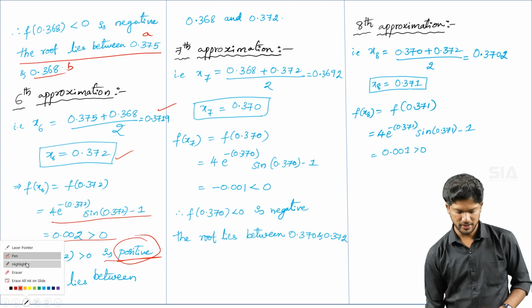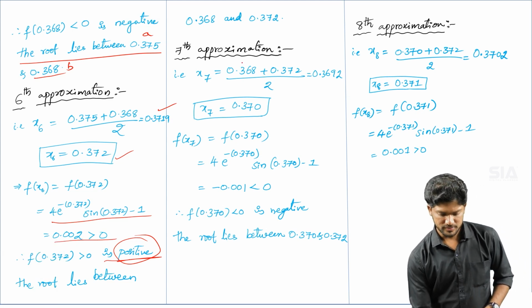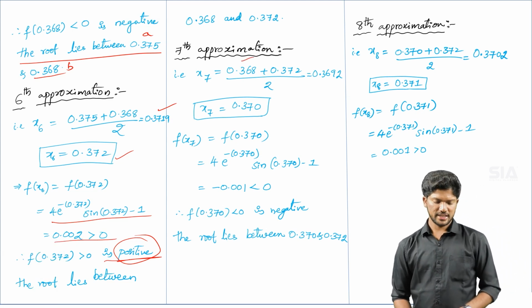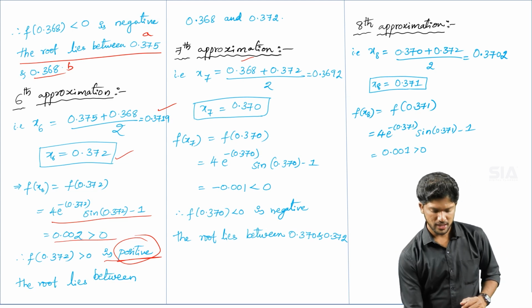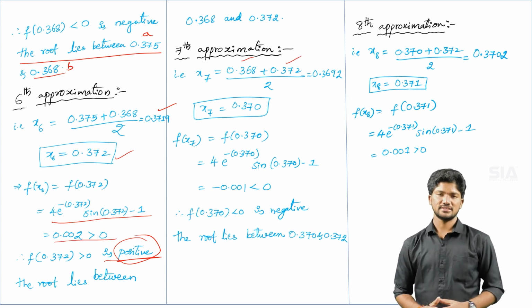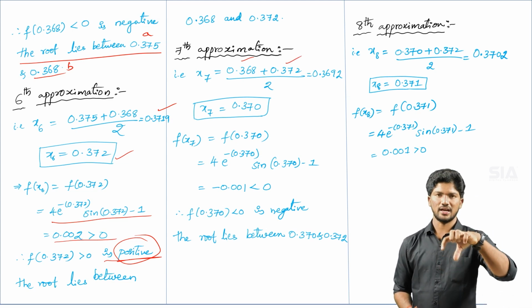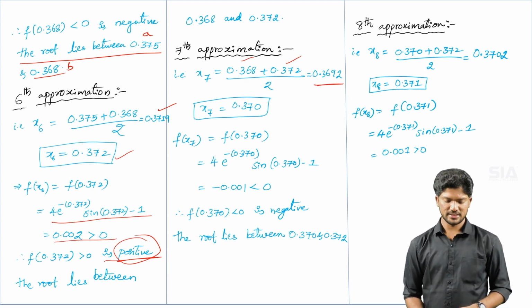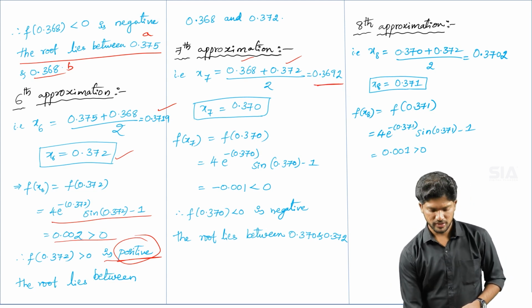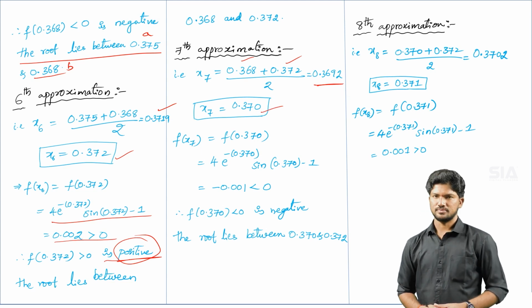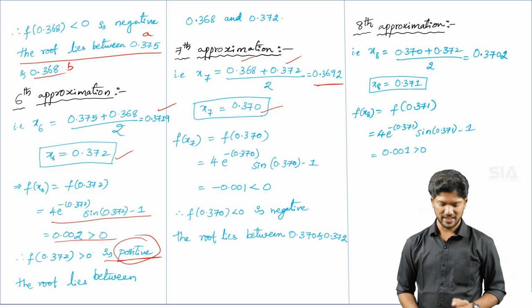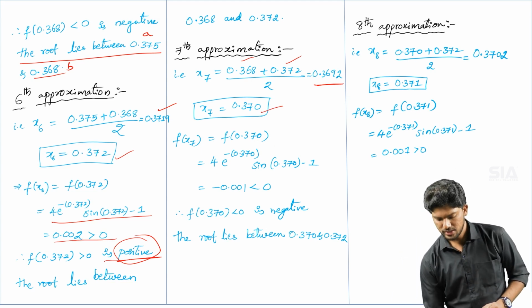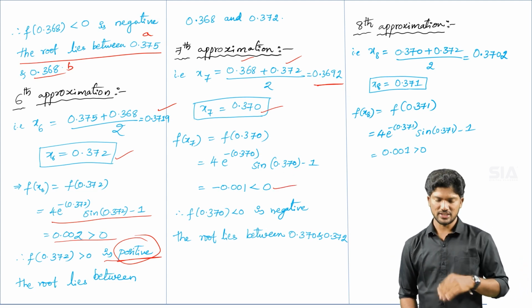So therefore you can write this one: 0.368 is the fifth approximation and 0.372 is the sixth approximation. If you take the average value, you will get the seventh approximation, 0.3692. You can take it as 0.370 if you correct to 3 decimals. Again substitute x7 in equation number 1. Again here you will get less than 0, negative.